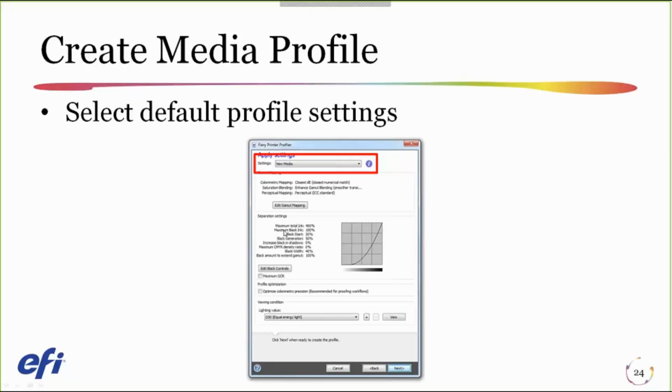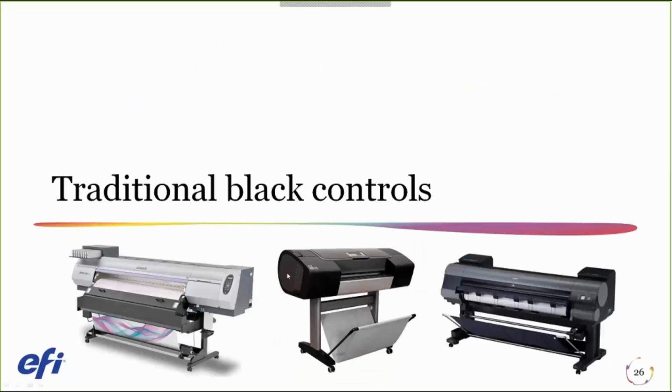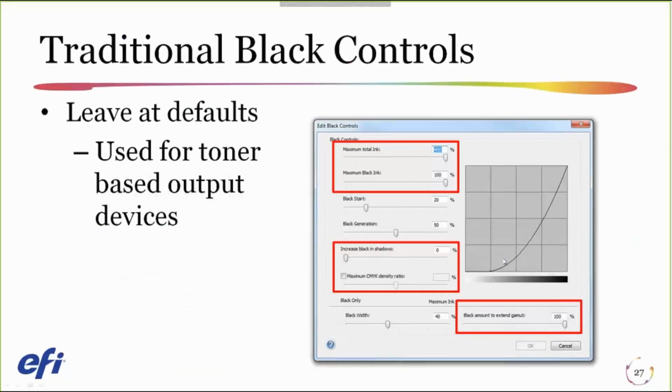Now let's look at the black generation settings. Okay, this area right here. If you click that button, you go in and edit the settings. We're going to start by talking about traditional black controls. These are controls for our Epsons, our HPs, our Mimakis, our Mutohs, our Canons, even the Vutek printers, if you're using an older version of Fiery XF. We changed the black controls in version 6.3. But let's look at the traditional controls first.